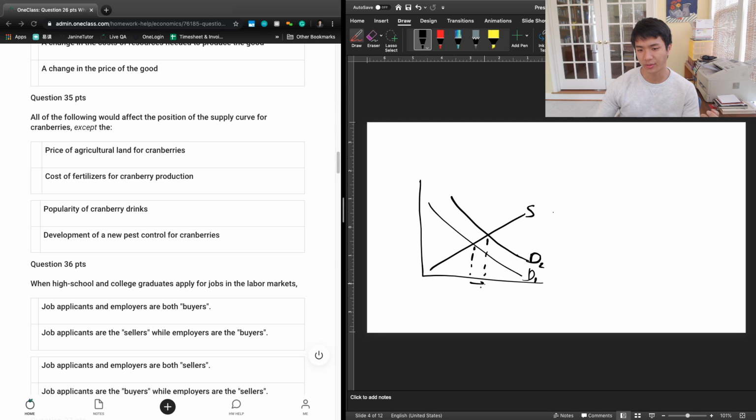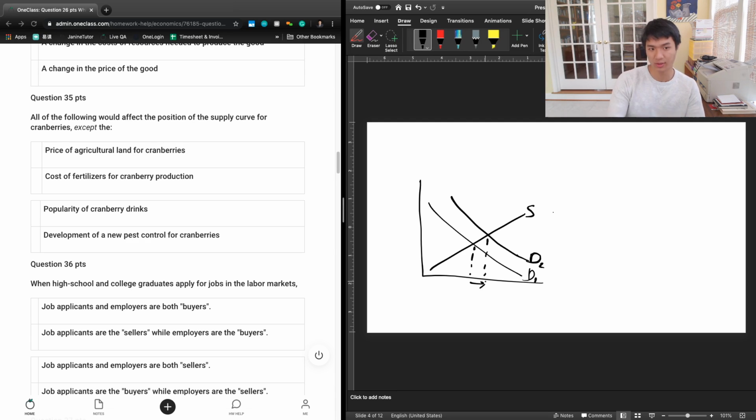And so that new equilibrium point causes the quantity supplied to increase. So that's why suppliers are producing more cranberry drinks. They're producing a larger quantity of drinks because the price offered is higher due to changes in demand. But the question asks us, which of these affects the position of the supply curve? And the popularity of cranberry drinks simply does not affect our supply curve at all. And so that's going to be probably the best answer for this question.